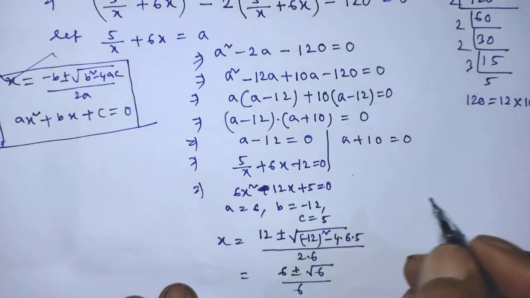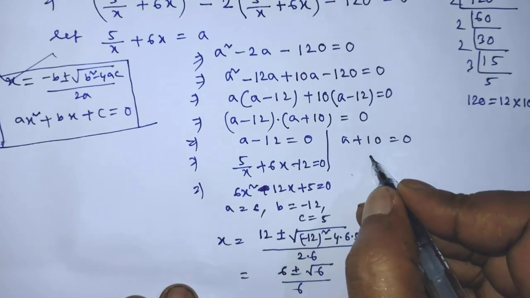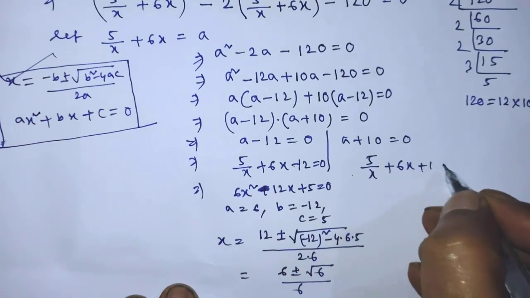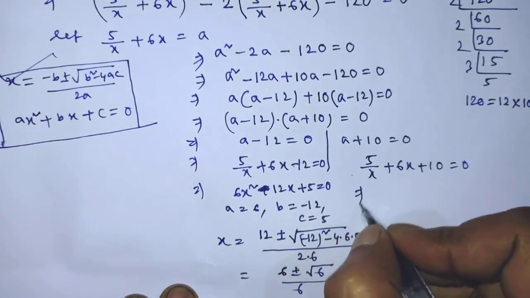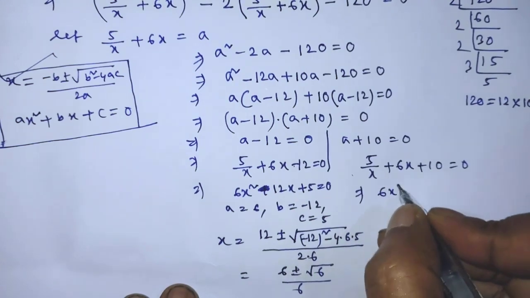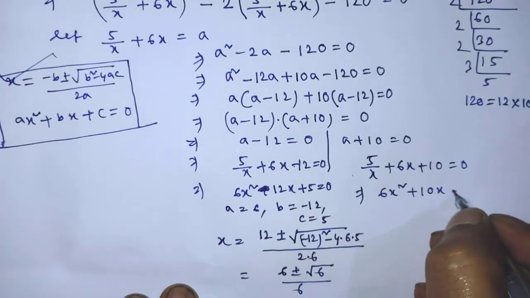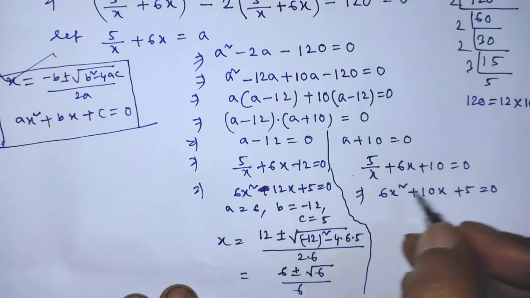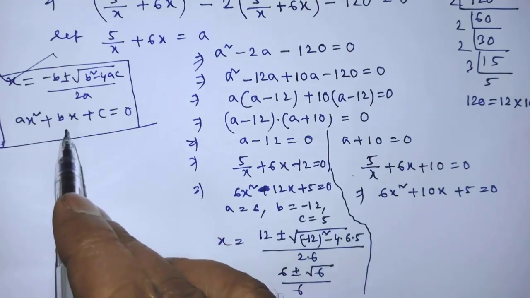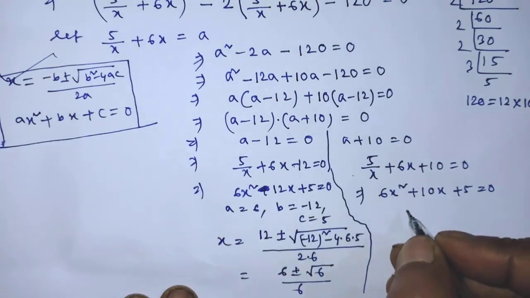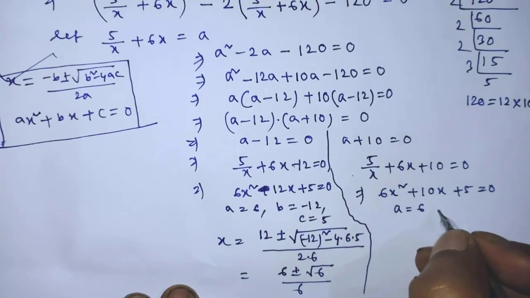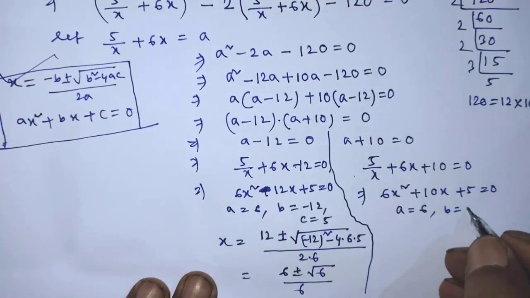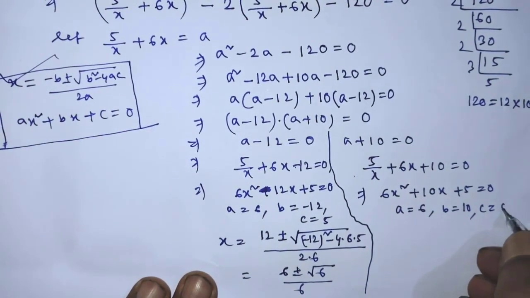So guys, similarly, we can write from this equation 5 over x plus 6 times x plus 10 is equal to 0. So after calculation, we can write it here 6x square plus 10x plus 5 is equal to 0. So guys, again we have to compare this equation with ax square plus bx plus c. So we can write in here a is equal to 6, b is equal to 10 and c is equal to 5.